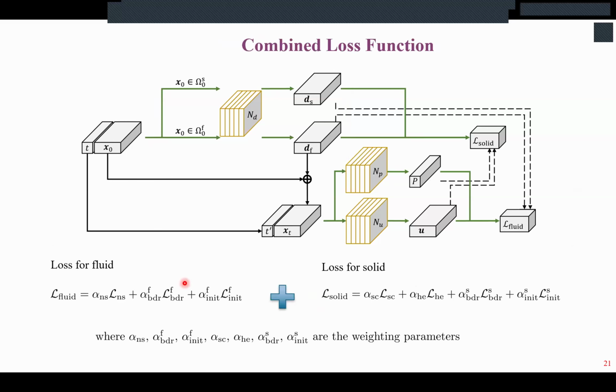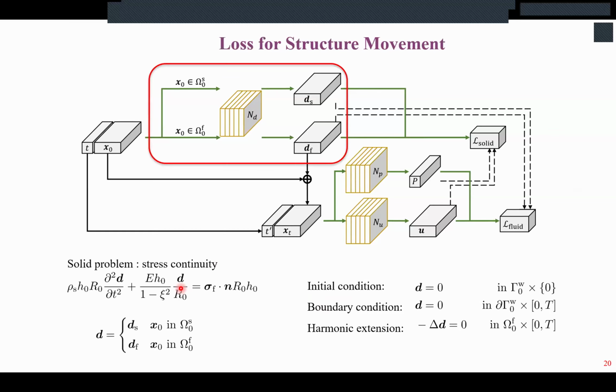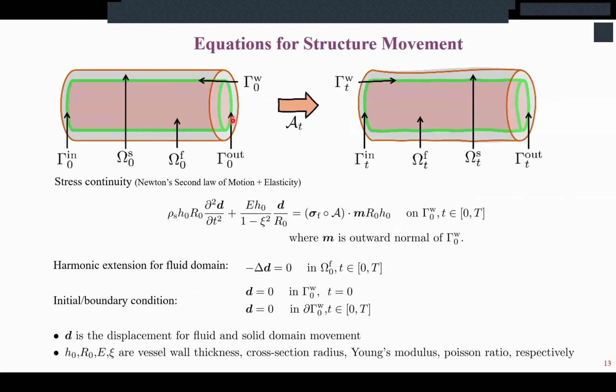So we add. Can I ask a question on the boundary condition? Why is the displacement 0 on the boundary, the boundary partial Gamma_0^W? Where is that boundary? Oh yes. This boundary is the inlet and outlet of this. So you can see here.